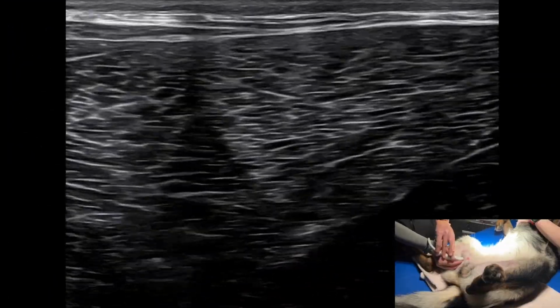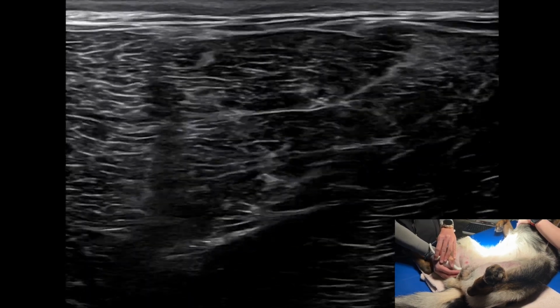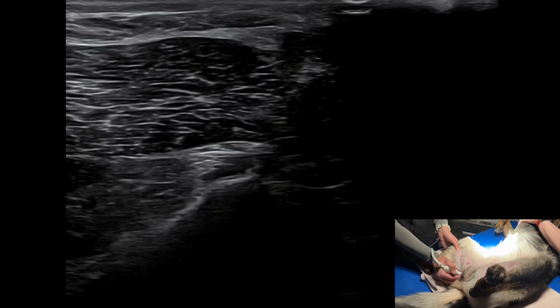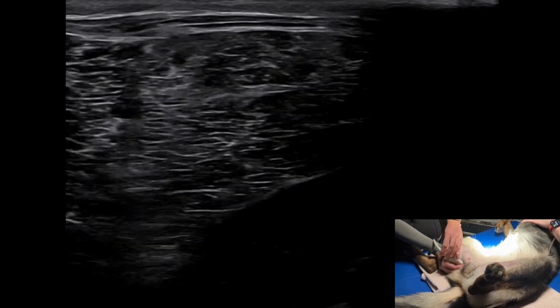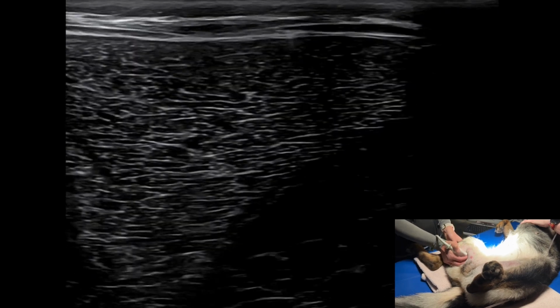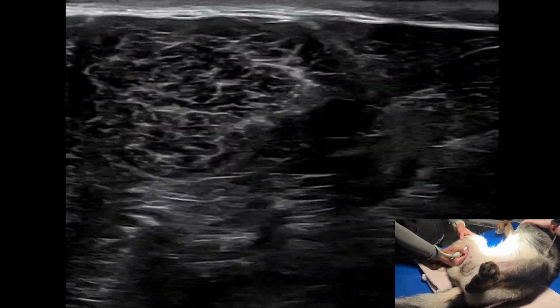Sliding the probe further caudally, the semitendinosus muscle is identified. It can be differentiated by its rounded margin and slightly more hyperechoic appearance when compared with the other medial and caudal thigh muscles. In a transverse plane, the semitendinosus is traced to its origin on the ischiatic tuberosity, and then followed along its entire length to its insertion on the medial tibia. A portion of the semitendinosus also inserts on the tuber calcanei via the common calcanean tendon.